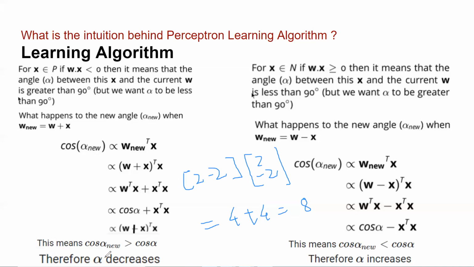That means what? We have managed to reduce the angle between x and w. So this process we have to keep on doing until this alpha becomes acute. With every update, that angle will reduce, and it will keep on reducing until it has reached an acute angle. Is it clear? Zara, is it clear to you?